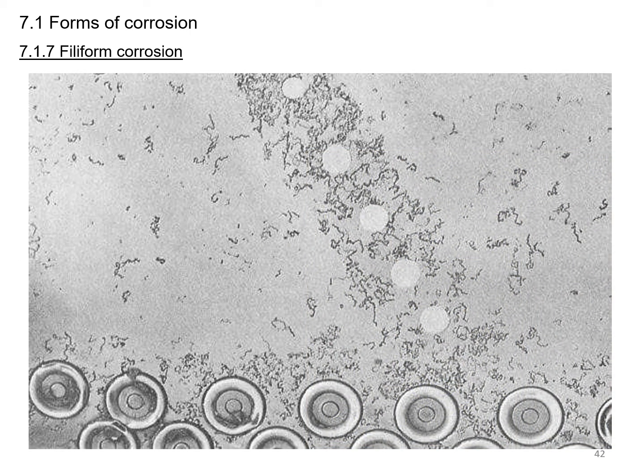Here's another good example of filiform corrosion. You see those tiny lines that look like little trails. So that's an indication of filiform corrosion.